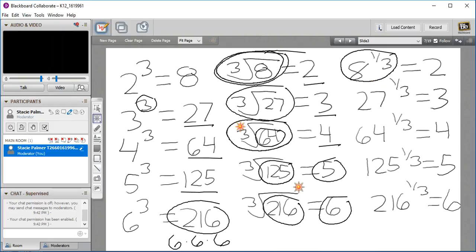So if we want to write the cube root of 64 using a rational exponent, we would write it as 64 to the 1/3 power. If we want to write the cube root of 125, we would write it as 125 to the 1/3 power, if we wanted to use a rational exponent. For this last example, if we want to write the cube root of 216 not as a radical expression, but using a rational exponent, we would raise 216 to the 3rd power.